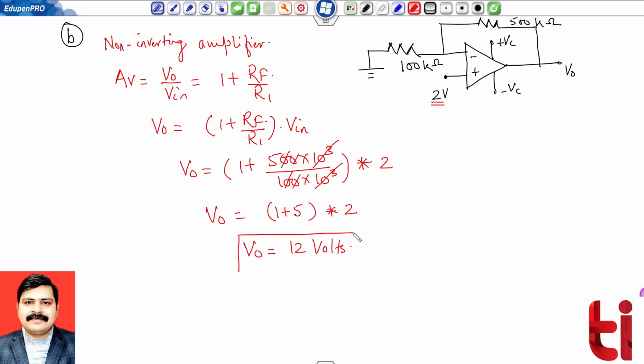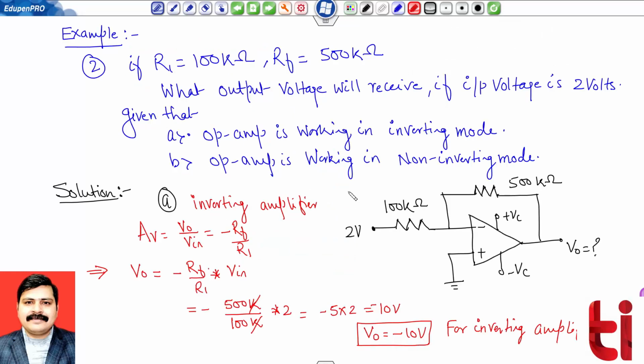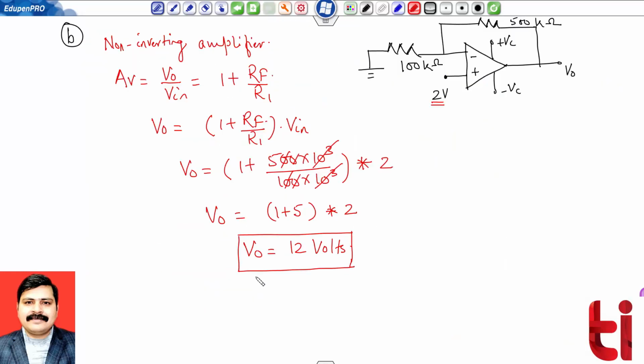Interesting point is this. In case of the inverting amplifier, my output voltage was minus 10 volt. There will be a 180-degree phase shift between input and output. You can see from this relation. For the non-inverting amplifier, there is a slight variation in the voltage. We notice 12 volt instead of 10, but there will be no phase shift between input and output. So depending upon the application, one can choose either inverting configuration or non-inverting configuration. I hope with this example, you are in a position to understand the concept of inverting and non-inverting amplifier.